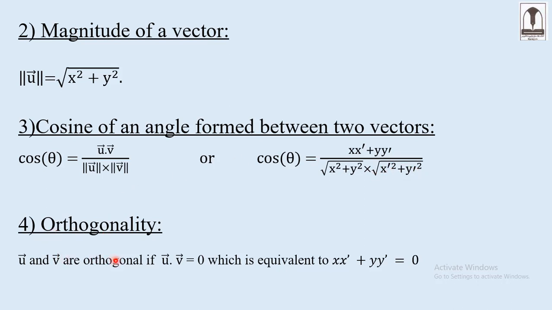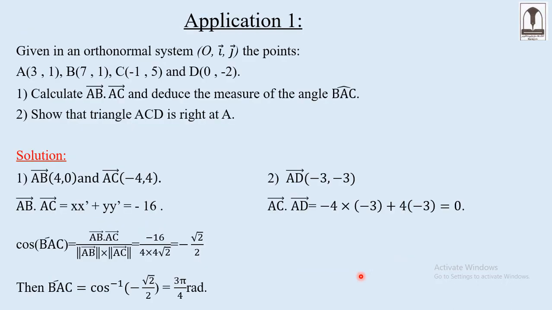How to show that two vectors are orthogonal? We know that two vectors are orthogonal if their scalar product is equal to 0, which is equivalent in this case to xx prime plus yy prime equals 0.